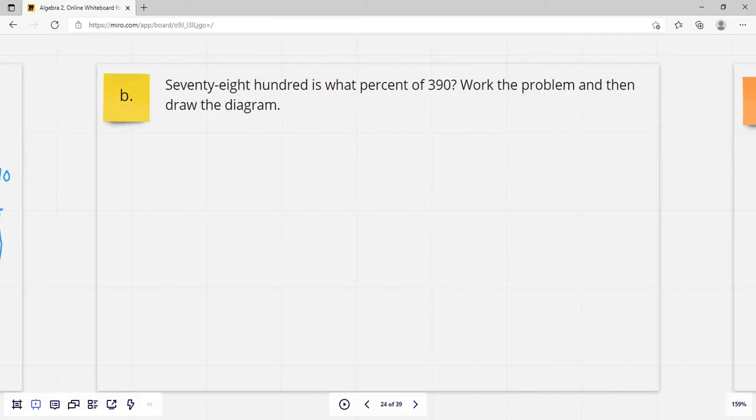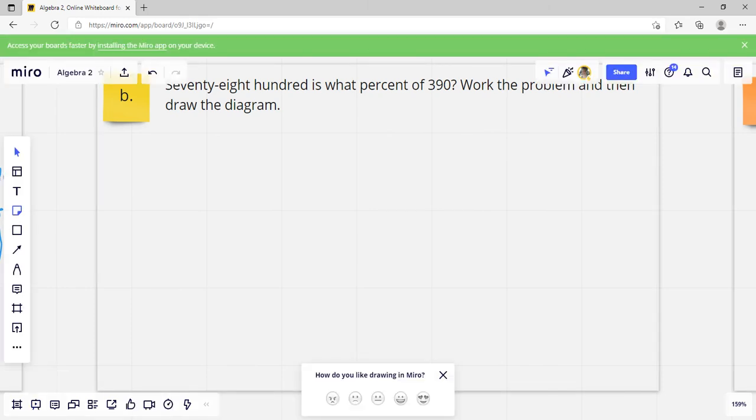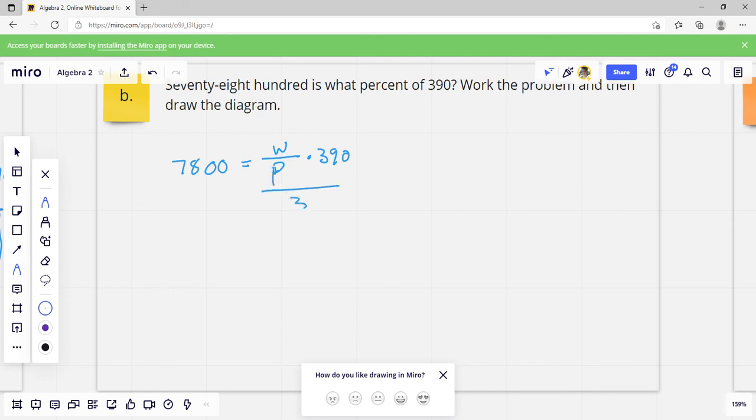Alright, next one. 7,800 is what percent of 390? So 7,800 is what percent of 390? Alright, so that means we're doing 390 times our fraction, so we want to divide by 390 first. Alright, so then we'll be left with W over P. And then we got to do divided by 390. You can use a calculator for this if you want.